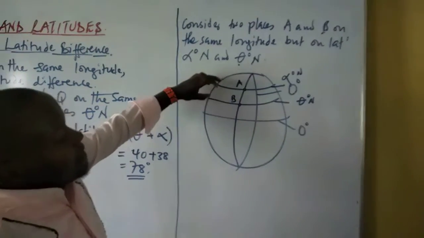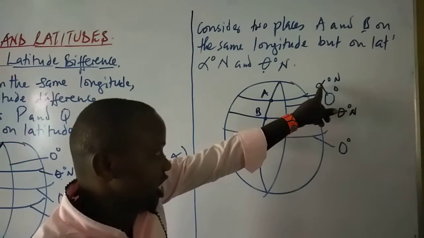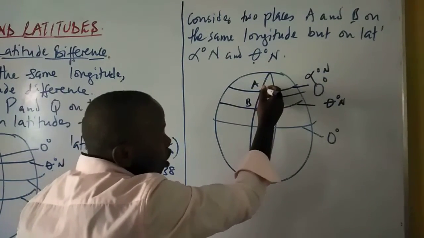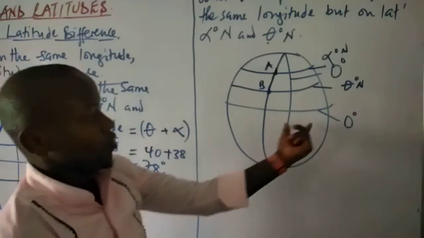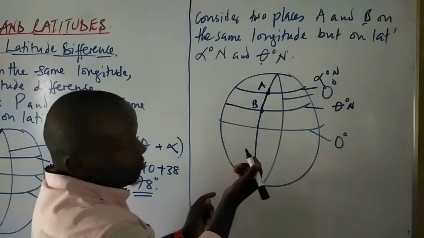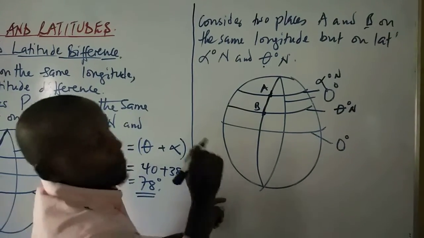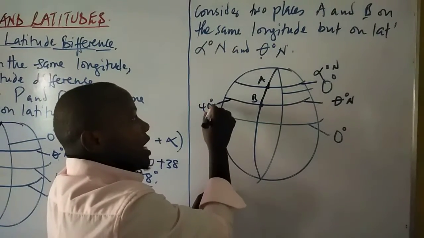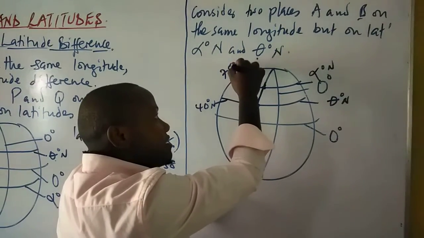Now, they are on different latitudes. A at alpha degrees north, B at theta degrees north. Therefore, they are on the same longitude and on the same hemisphere, or the same side of the equator. In this case, the latitude difference will be the difference between the two. We are not adding, because, for example, this one is at 40 degrees north and this one is at 75 degrees also north.